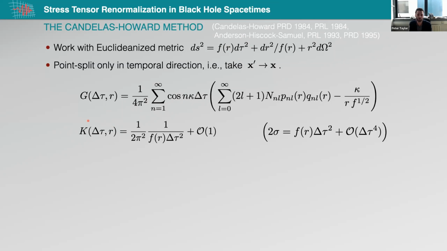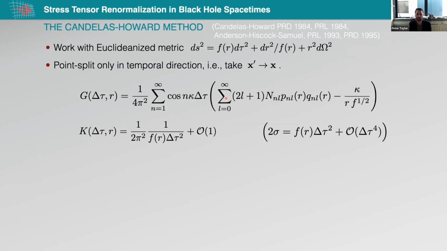On the other hand, consider the Hadamard parametrix separated only in the time direction. The only singularities you get come from the direct part, because the tail part is order delta tau to the 4 for a massless scalar field and source field. So the only singularities you get are very simple. It's just this term here. This is the only term that you need to subtract from this Green's function in order to regularize it.